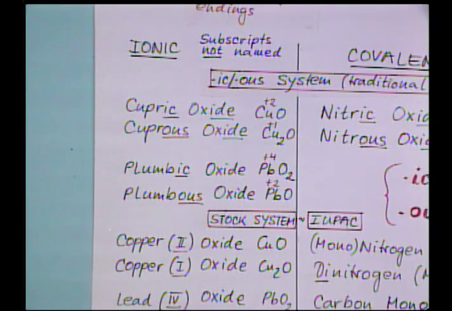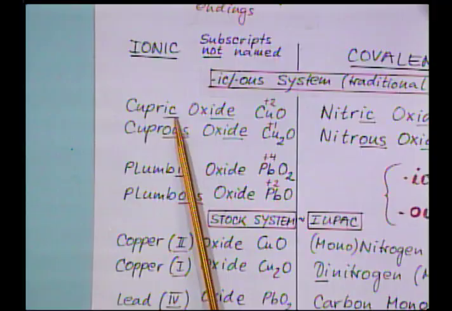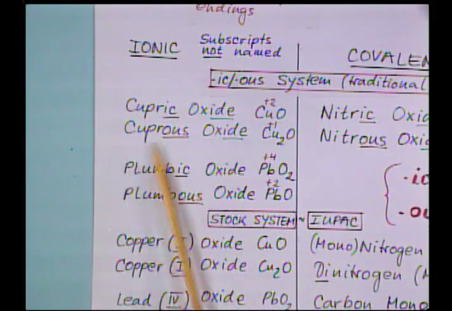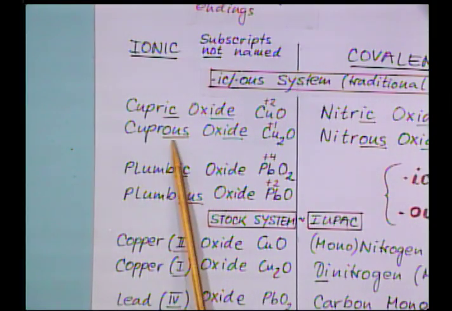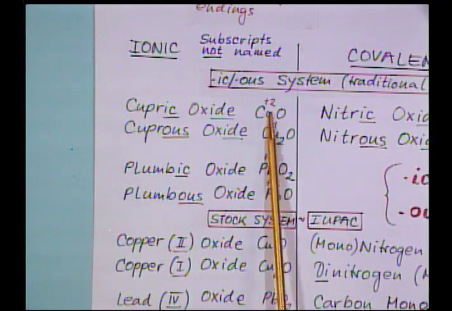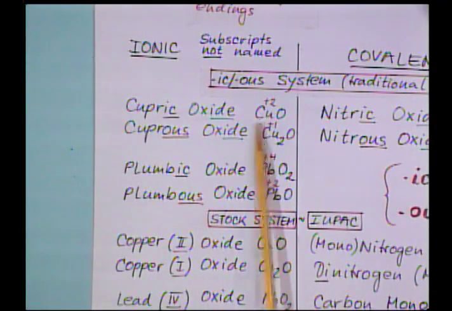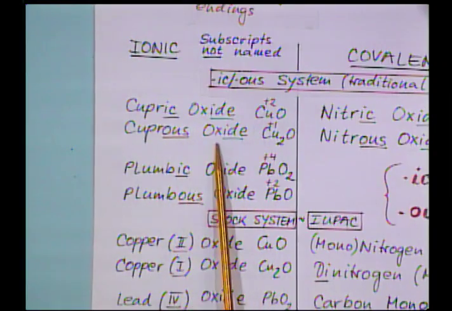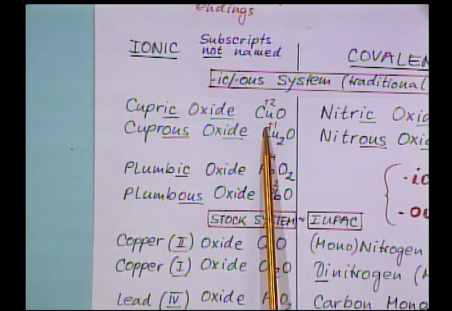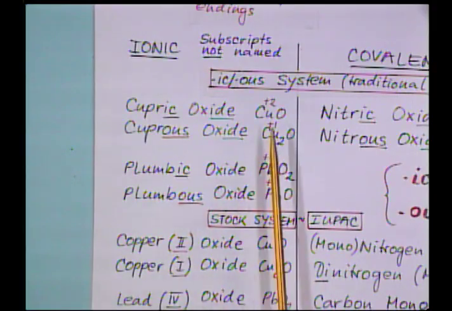Cupric is from the Latin stem, and the ik ending means higher charged, higher oxidation state, or more electron deficient, and cuprous is the lower oxidation state, which means less electron deficient. So we have here cupric oxide with the oxidation number +2 for copper, and cuprous oxide with the oxidation number +1 in this compound. And you see that the formulas are thus different.